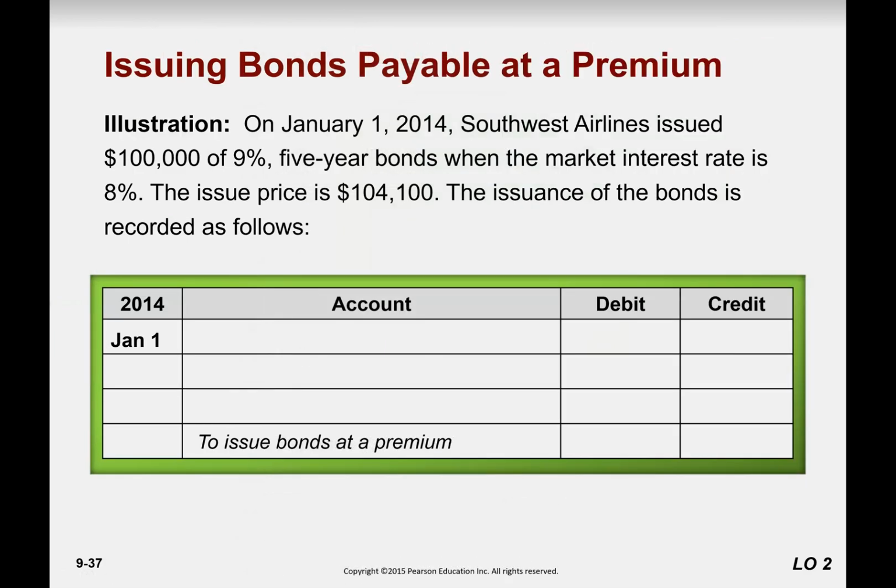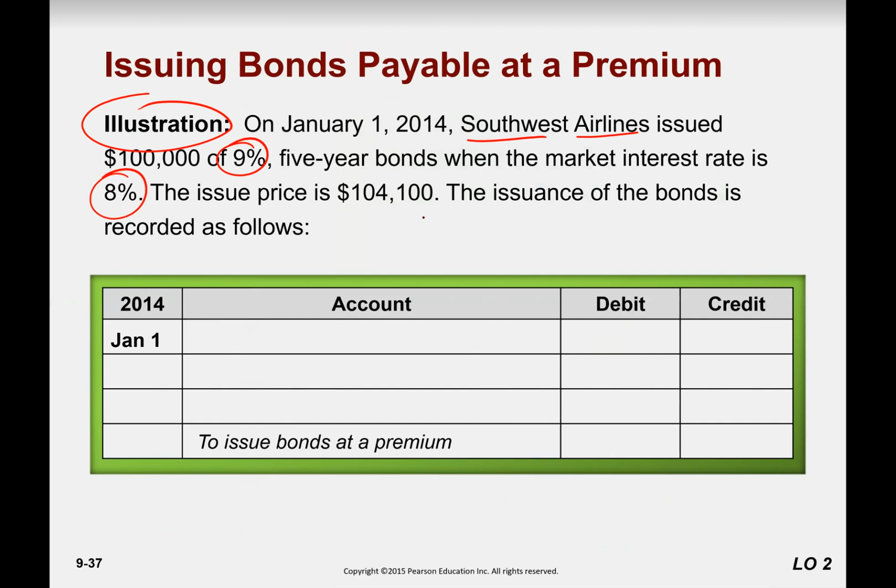Now, issuing the bonds at a premium. This is the opposite of issuing the bonds at a discount. So in this case, the market interest rate is less than the coupon rate. So we have the illustration here. On January 1st, 2014, Southwest Airlines issued 100,000 9% 5-year bonds when the market interest rate is 8%.